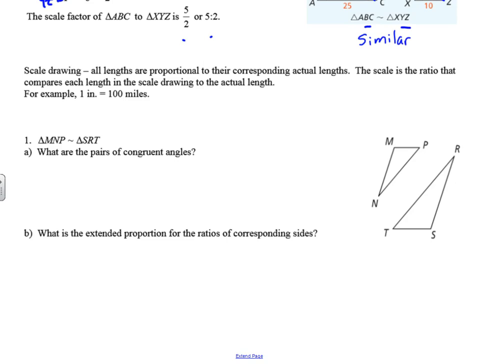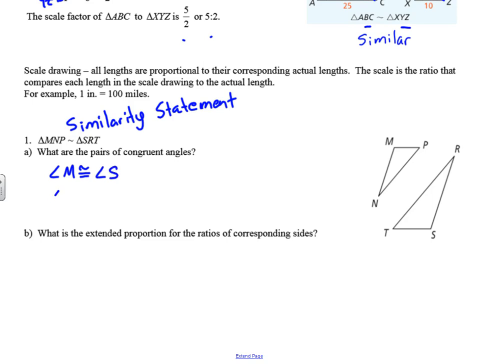So let's look at this. All right, so number one, the first thing let's recognize is this is what's called a similarity statement. So we're just saying here that those two triangles are similar, and what pair of angles are congruent? Well, we can look at this in the order of the letters. So angle M is going to be congruent to angle S.